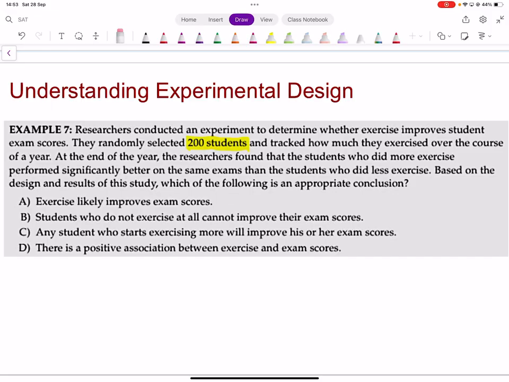Let's look at the other options as well. Students who do not exercise at all cannot improve their exam scores. It doesn't say anything like that. Any student who starts exercising more will improve his or her exam scores. Again, we can't be sure about that.